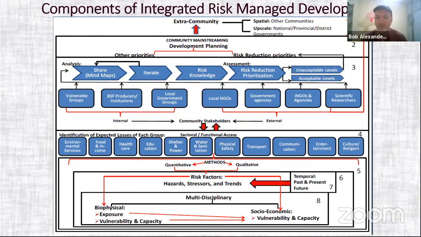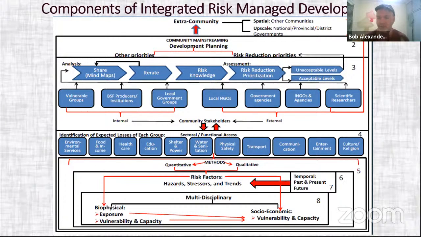Of course, for number 5, we have our different methods. We're going to integrate across qualitative and quantitative methods. For number 4, this is our sectoral integration. We have our basic societal functions that were mentioned in the song: environmental services, food and income with livelihoods, healthcare, education, shelter and power, water and sanitation, physical safety, transport, communication, entertainment, culture and religion. Every society has these. The question is, how are they organized?